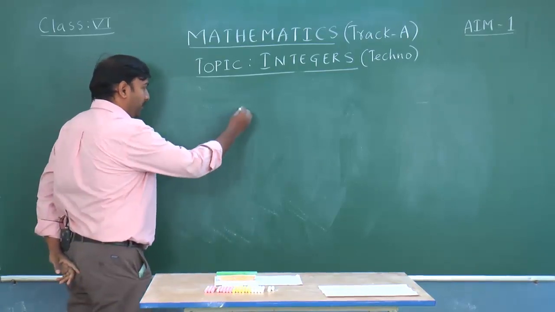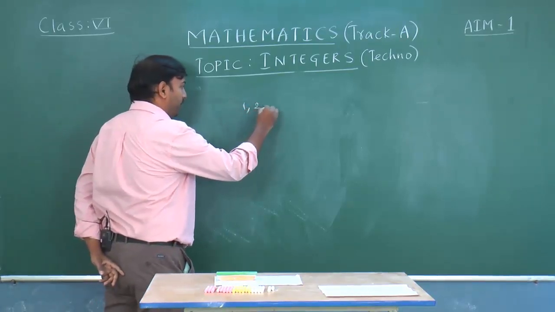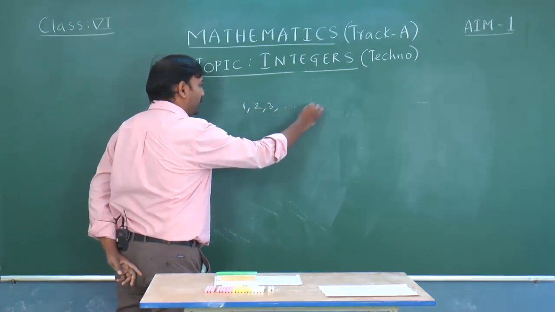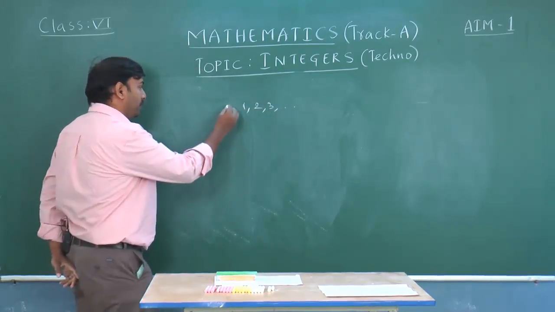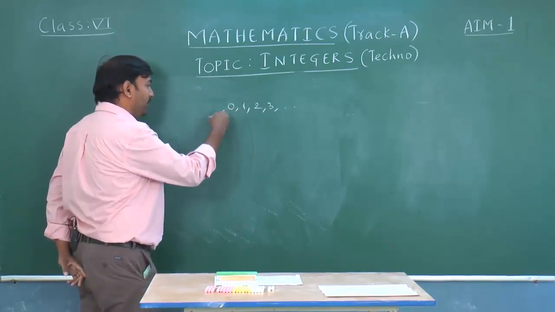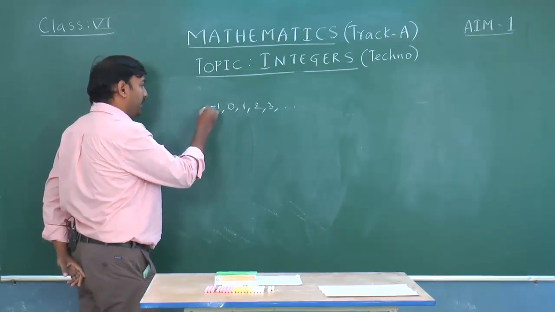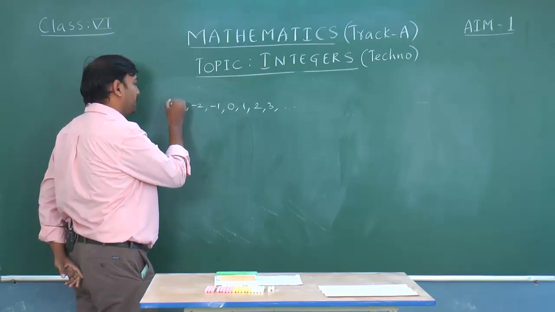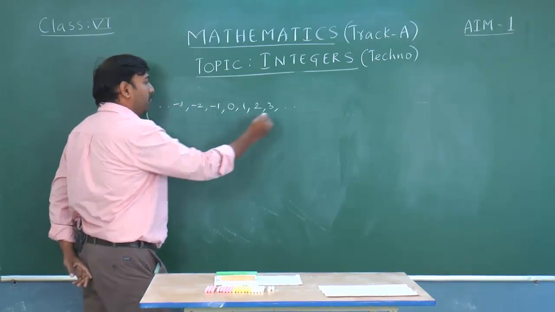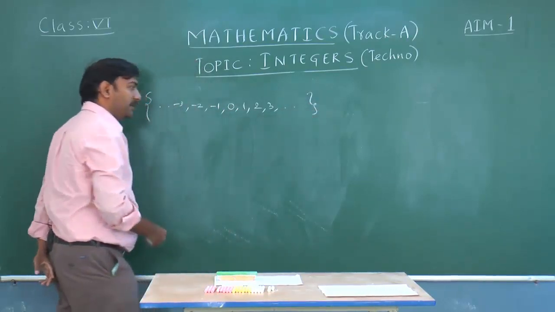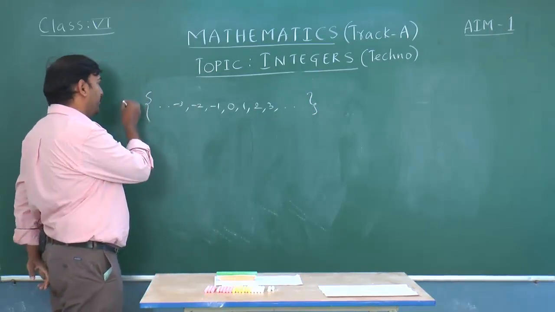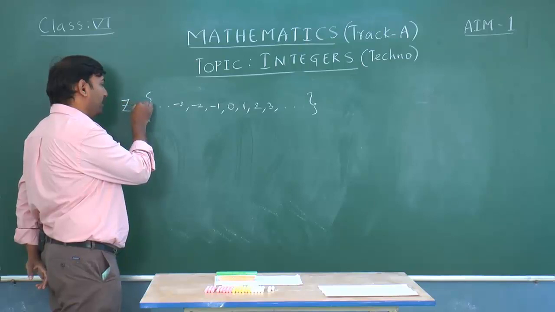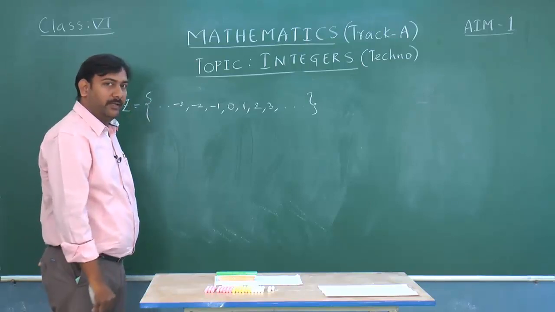Now let me write all the positive counting numbers: 1, 2, 3 and so on. These are called positive counting numbers. Number 0, and we'll take the negative counting numbers -1, -2, -3 and so on. All these numbers taken into a set, we call a set of integers, indicated by the letter Z. Why do we indicate the set of integers by the letter Z?